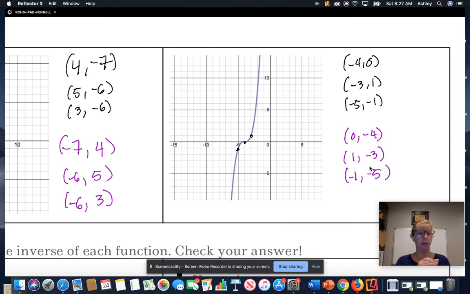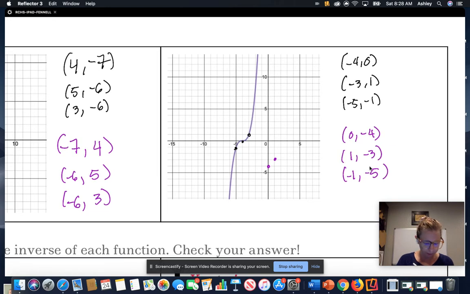Use what I know about how this cubic function is shaped, and the inverse, guys, is going to look like a cube root function, right? Think about how we solve these algebraically. If you have a cube and you want to undo it, you're going to take a cube root. So hopefully you're starting to see some patterns in the way these functions work and are shaped and look. Okay, so 0, -4, that's an important point, over 1 down 3, and then -1 down to -5.